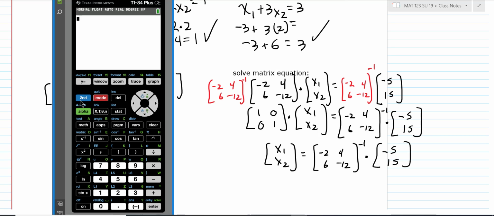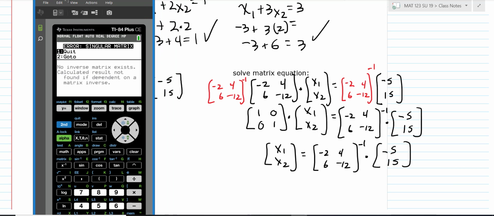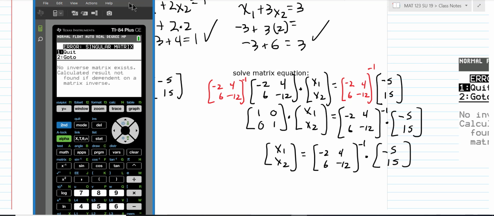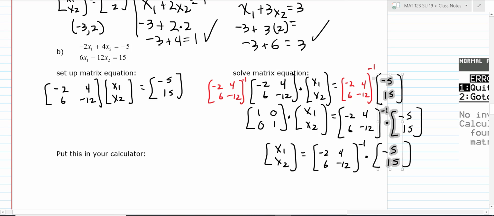Then on a clear screen, you go second matrix, matrix A, inverse. You do the inverse of the coefficient matrix times matrix B. So just highlight B, do that. That's the key. And this one says we have a singular matrix, so it means this system of equations doesn't have a solution. Or hold on, let me rephrase that. It might have a solution to it, but this method doesn't work. I'll explain why that is here in just a second. So you'll get a singular matrix on this. So what happens is it doesn't work. This method fails.